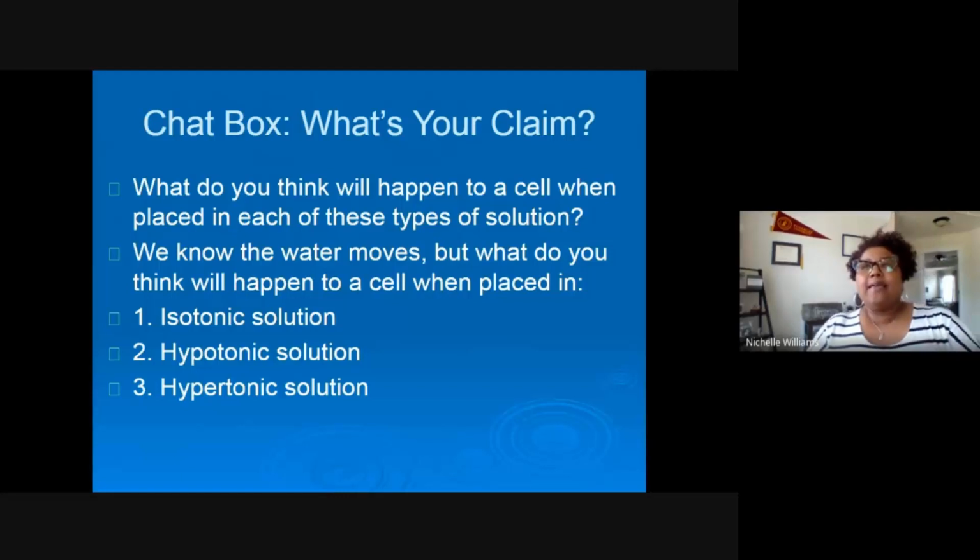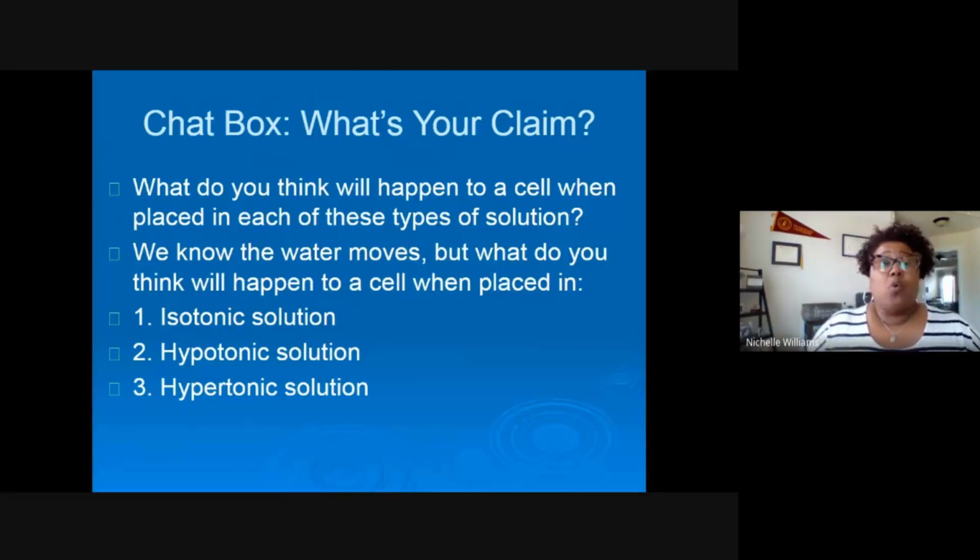So we already established that iso means same. So that means the concentration of, I'm going to say sugar, the concentration of sugar outside of the cell is the same as the concentration of sugar inside the cell. So it's balanced. So the sugar doesn't need to be diluted or anything on either side. You don't need to lower the concentration or raise the concentration on either side.